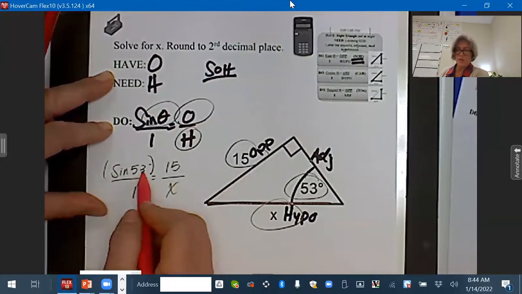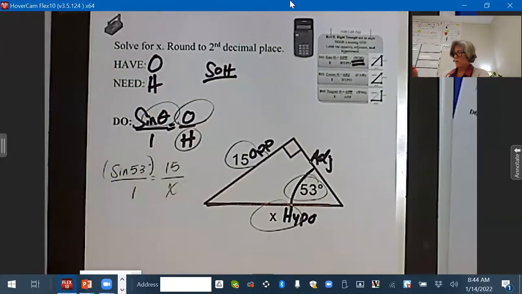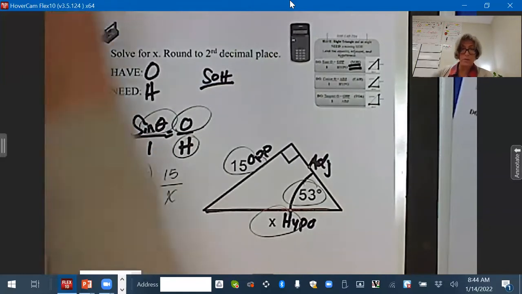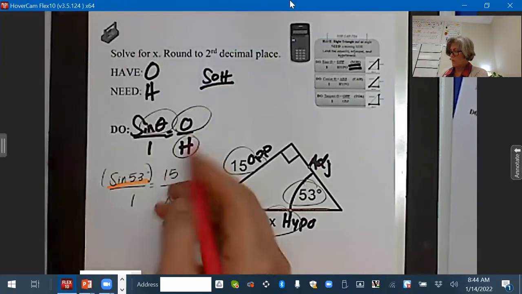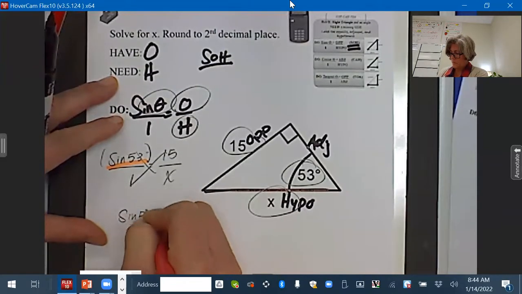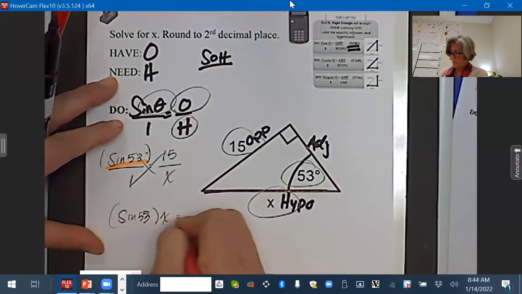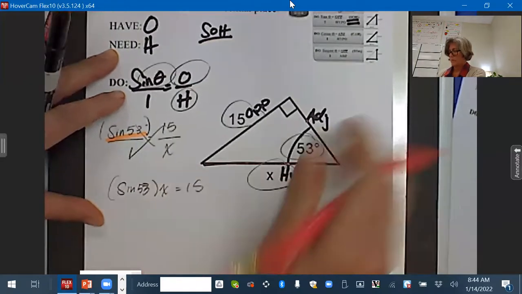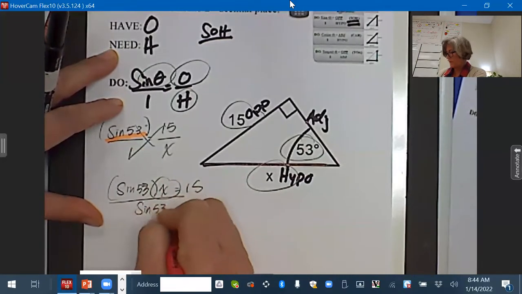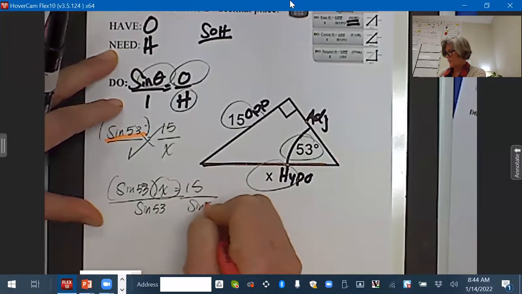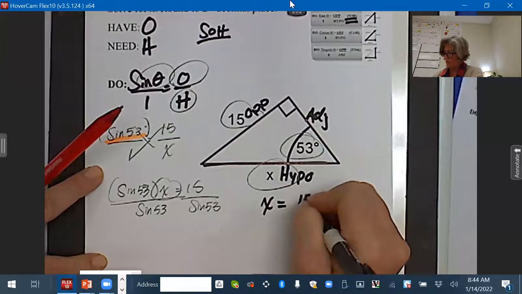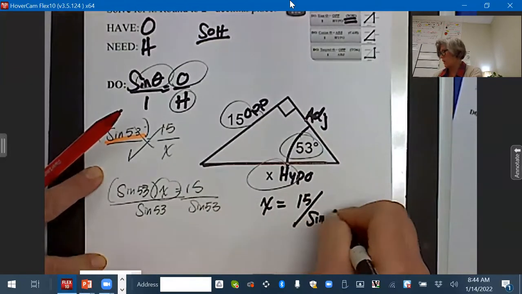Circle, plug, chug. Theta, theta. Keep parentheses around this entire entity. Once again, this is a singular unit. It's not 53, it's the sine of 53. Cross multiply. X is not by itself yet. We get x equals 15 divided by the sine of 53.